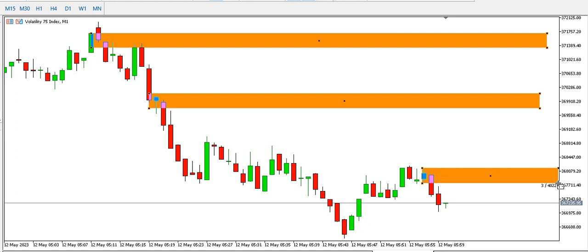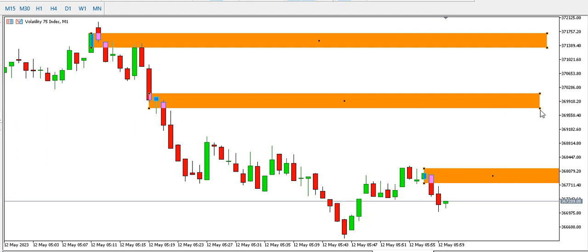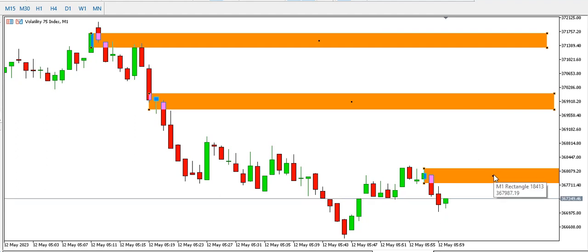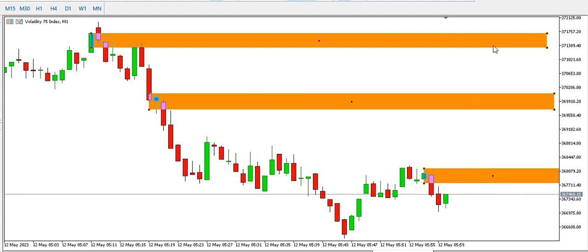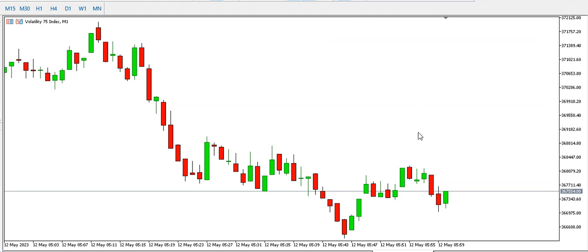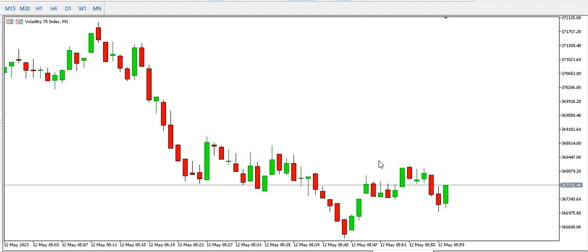Other blocks are resistance zones on the screen. As you can see, price can find resistance here. You can find resistance, you can find resistance here. So look for selling opportunities on V75 for now.